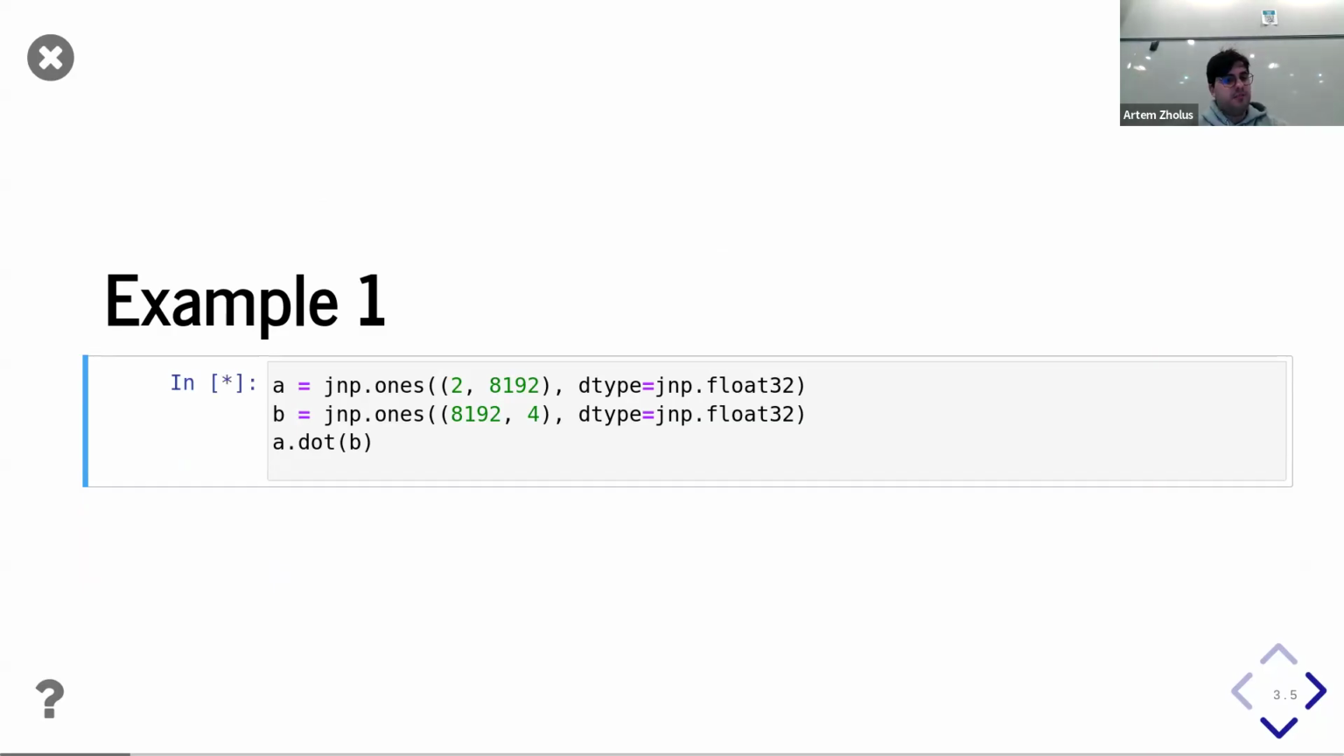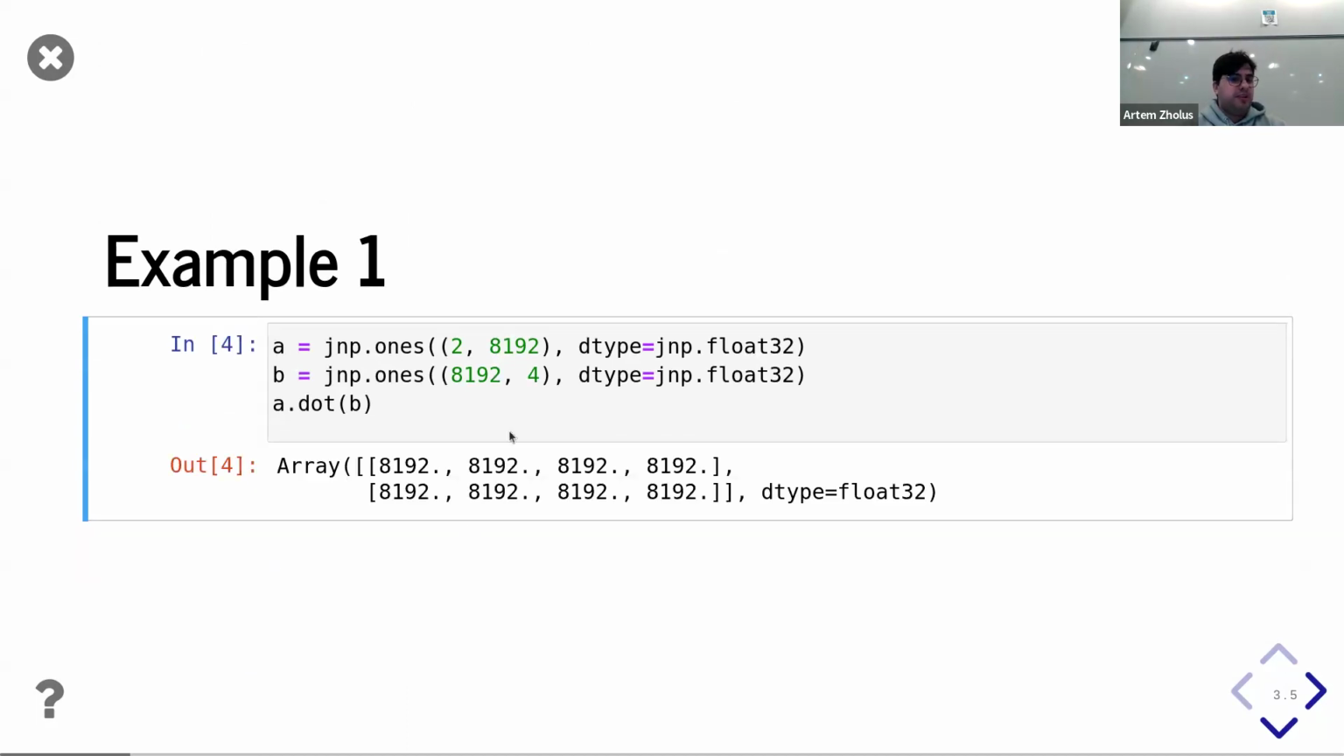So just as a first example, we can do matrix multiplication, and here it works exactly the same as in NumPy. I create two matrices. One is 2 by 8k, and another is 8k by 4, and then I just multiply them. These matrices are ones, and actually, as you can see, the answer is correct. The result is a matrix 2 by 4, and all the values are 8k.